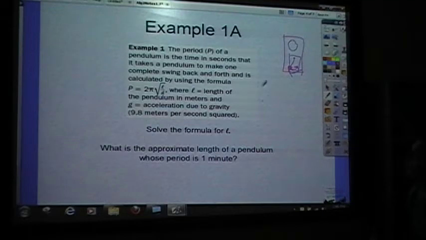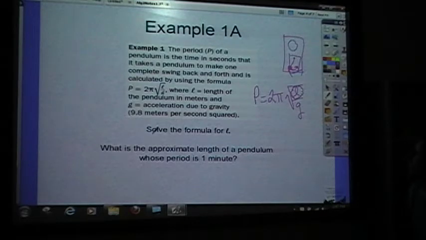Here's the formula, okay? P equals 2 pi times the square root of L over G. L is the length of the pendulum in meters. G is the acceleration due to gravity. You'll come up with that when you do chemistry or your science classes. It is a constant. It's always 9.8 meters per second squared. They're wanting us to solve this formula for L. Let's say that we wanted to figure out not what the period is, but how long my pendulum was. So how can I get L by itself?